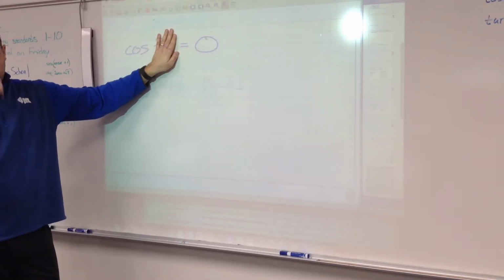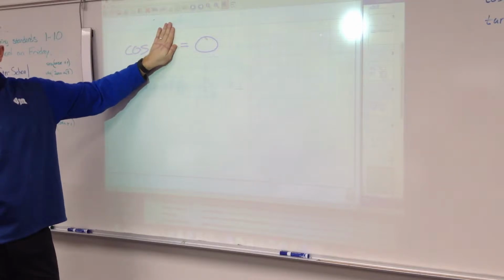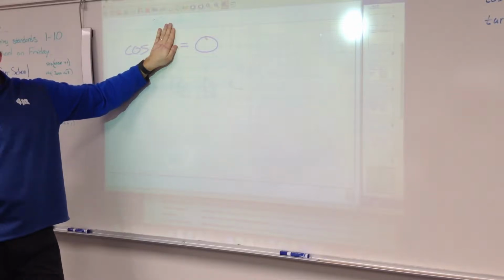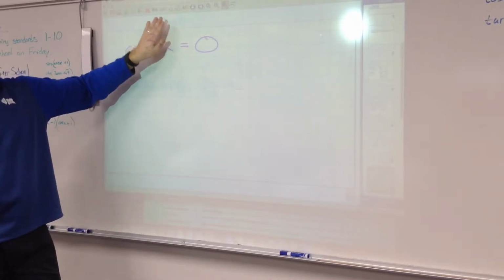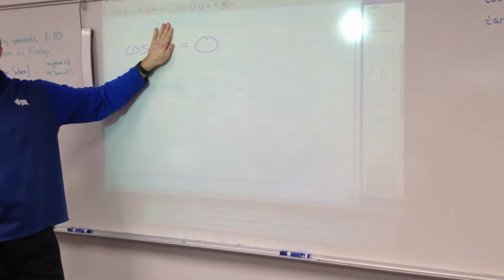Okay? So in other words, if underneath my hand is 90 or 270, I know those are some solutions. So I'm going to take this amount, this 3x, and set it equal to those values that I know are solutions.